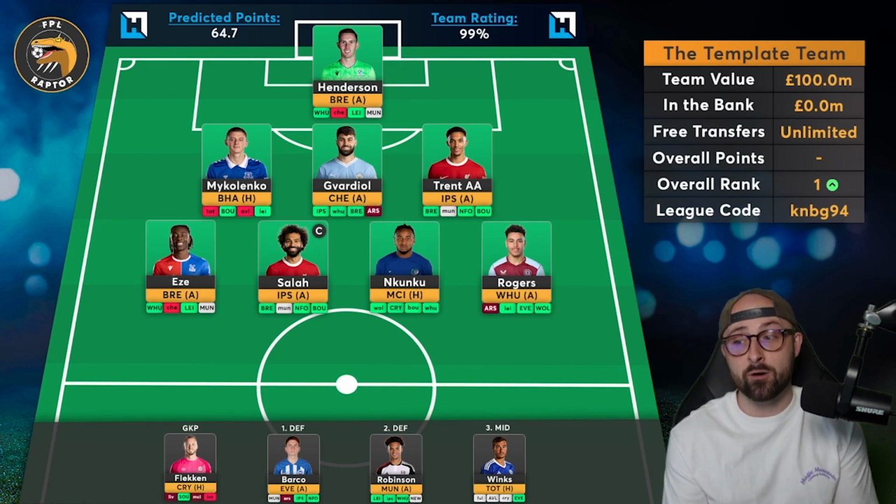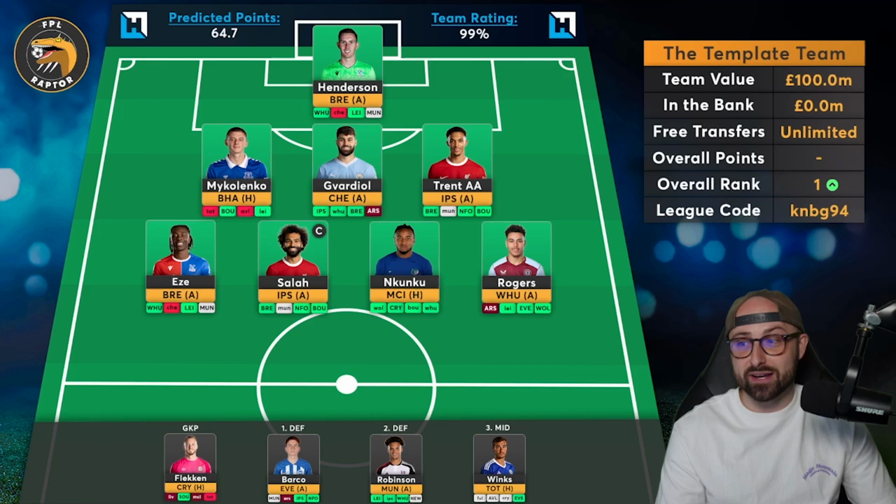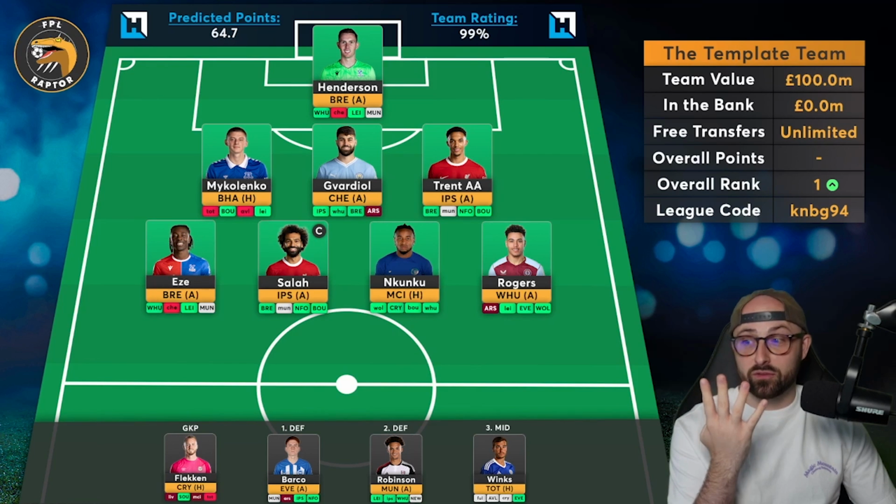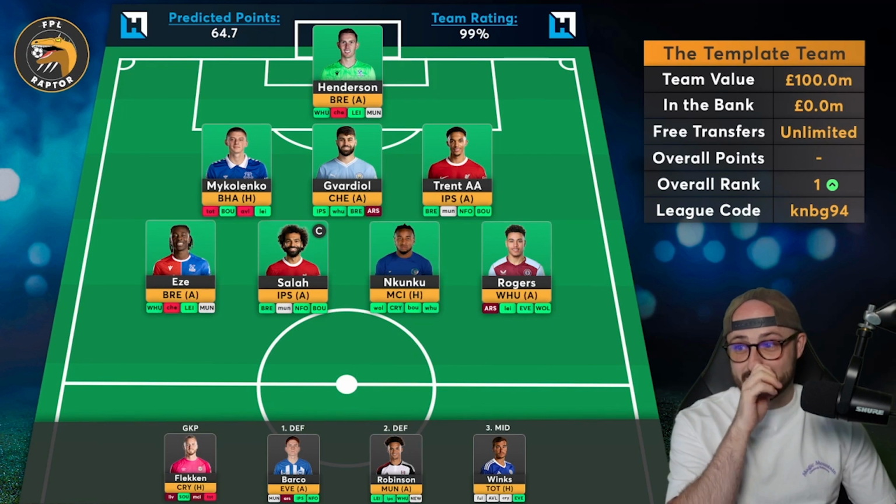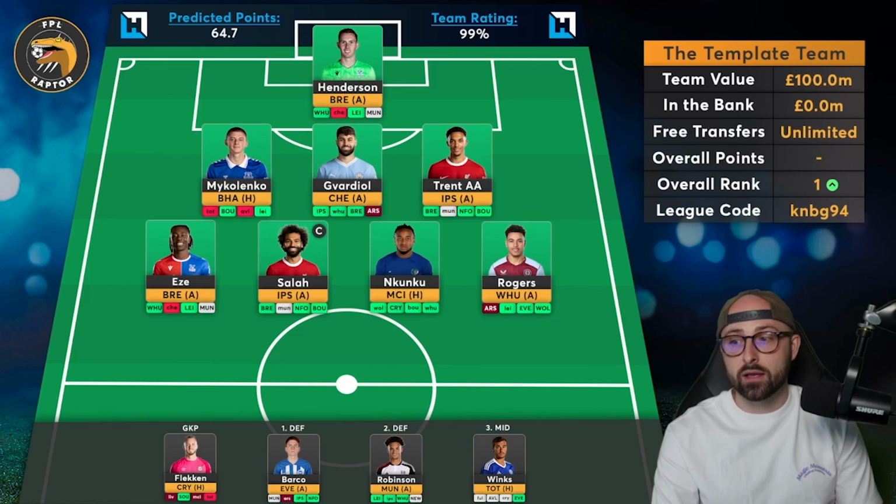But I was just surprised that after that, there wasn't really a template forming. So I've got Rodgers and Winks as the other two. That's just to afford the rest of the team. But in terms of who was more highly owned than them, Saka was, Gordon was, Son was, and Bailey was. So in an ideal world, those four would be in the team instead, in that order. But Winks and Rodgers weren't much more lowly owned than that. They were at 18 and 17%.